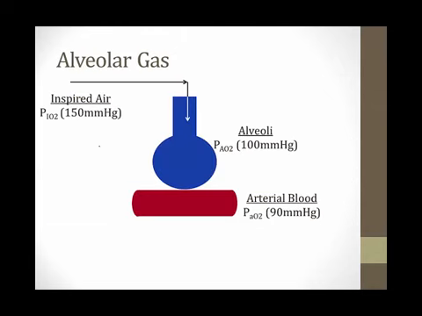Now let's talk about alveolar gas. When you are breathing room air at sea level, the partial pressure of oxygen in the air you are inspiring is about 150 millimeters of mercury. Down inside the alveoli of your lungs, however, the partial pressure is lower. It's only about 100 millimeters of mercury. We call this partial pressure the P big AO2. The big A stands for alveoli.